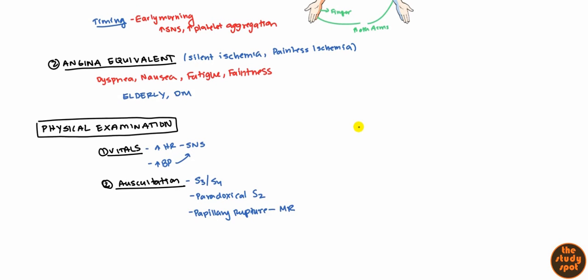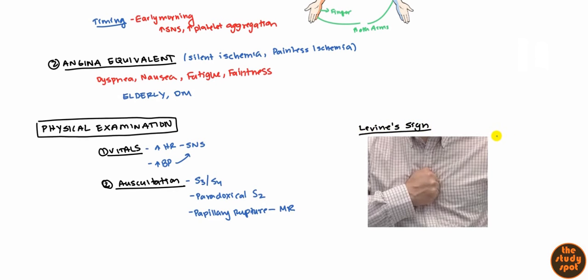Now, on physical examination, another very important sign that you want to look for is called Levine's sign. In Levine's sign, I have a picture of it over there. When you ask the patient where is the pain, they'll put a clenched fist on the chest. And this is important because they have done some studies showing that patients who present with this clenched fist on their chest, it's very likely that they might be having coronary artery disease.